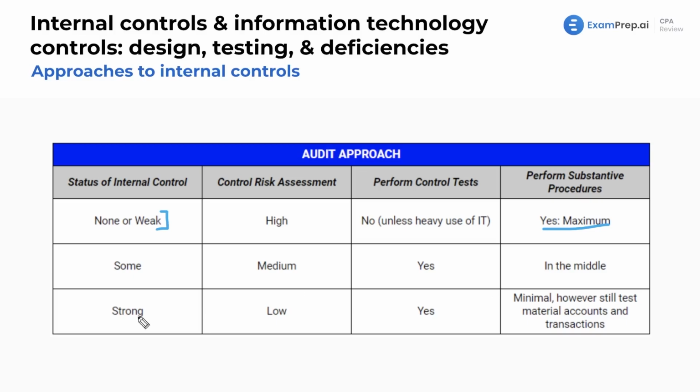And then on the other end of the spectrum, what if we have strong internal controls? Well, we assess the internal controls. Control risk is going to be low. We are still going to perform tests of controls. And then we're going to do minimum substantive procedures. However, you're still always going to need to test material accounts and transactions. The general note could be a multiple choice question there. Make sure you take a note of that. You're always going to test material transactions and balances.